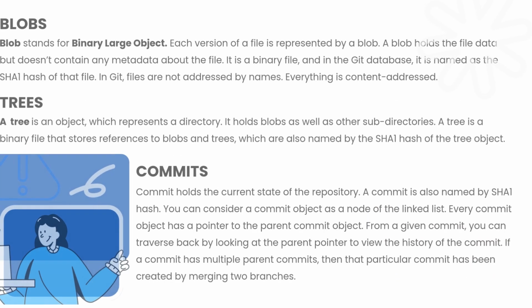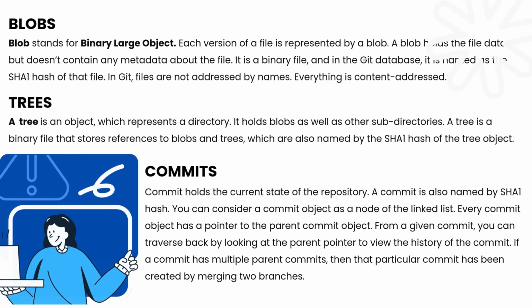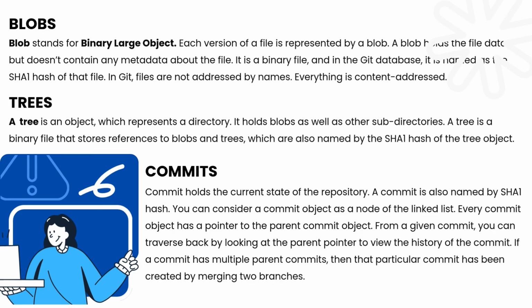Let's look under the hood of Git. First, we have blobs, binary large objects. Each file version is stored as a blob, named by its SHA-1 hash, and contains only the file's content, not metadata. Next, trees represent directories. They link blobs and other trees, forming the structure of your project. Like blobs, trees are also identified by SHA-1 hashes.